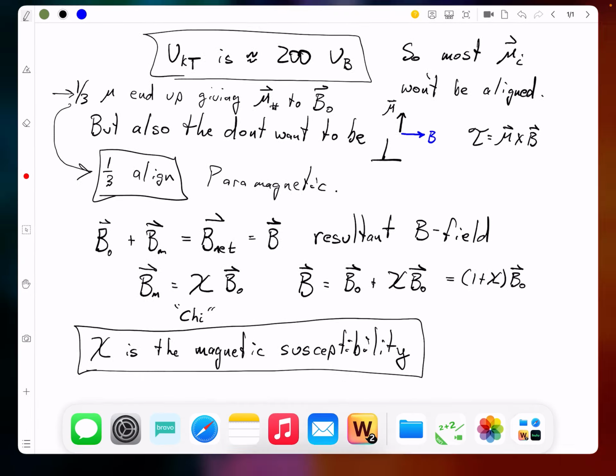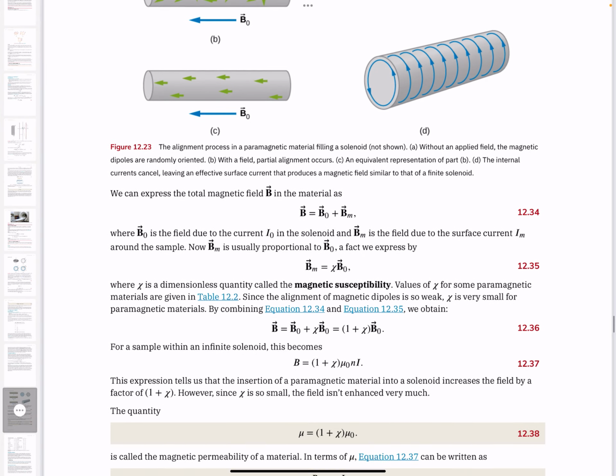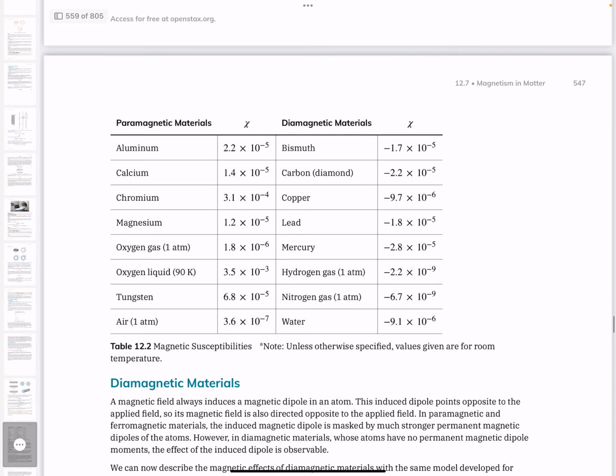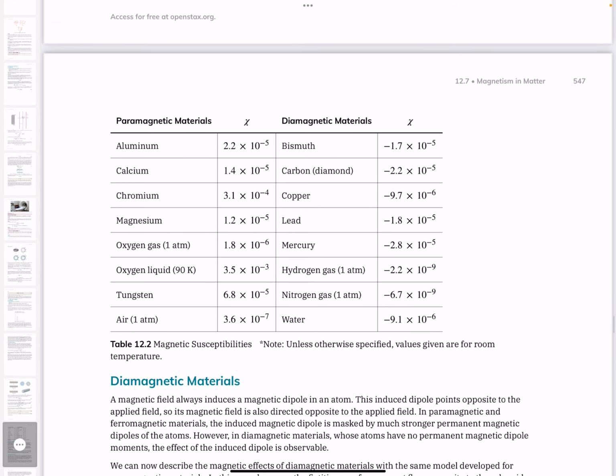Now we'll come over here and we'll look at these guys. So here's chi. We've got chi for aluminum, calcium, chromium, magnesium, bismuth, carbon, copper, lead, mercury. The ones on the left are paramagnetic and they are positive chi. And the ones on the right are diamagnetic with a negative chi.